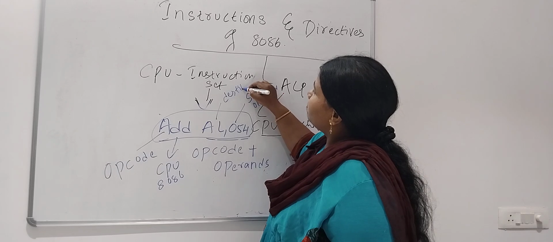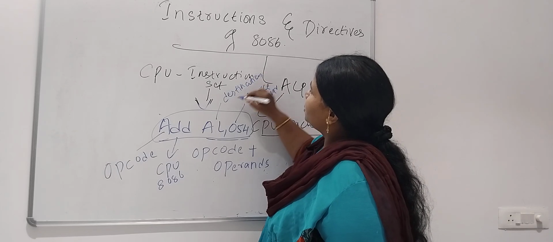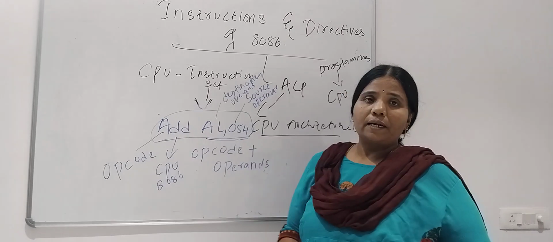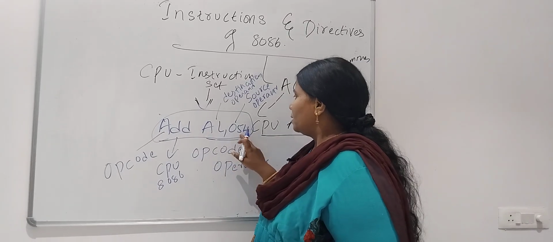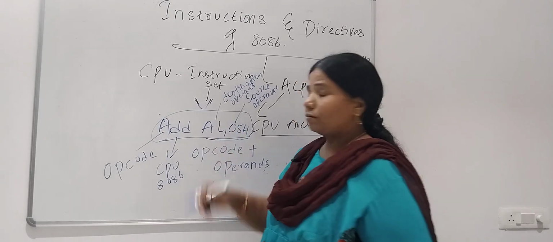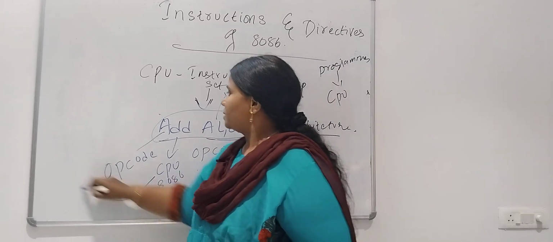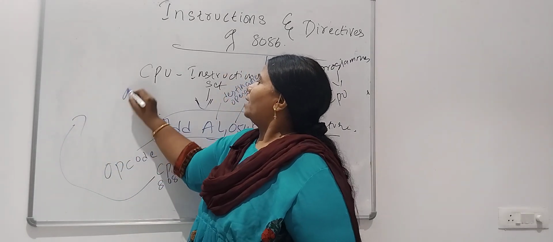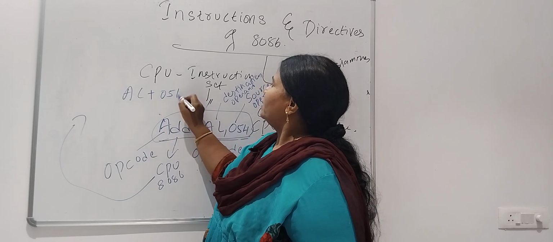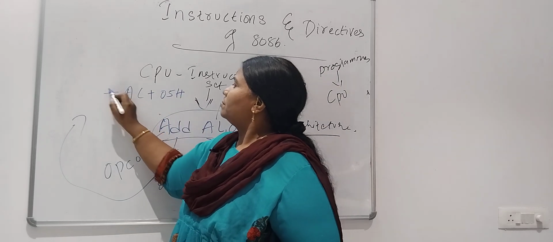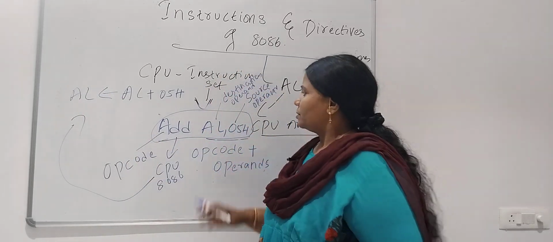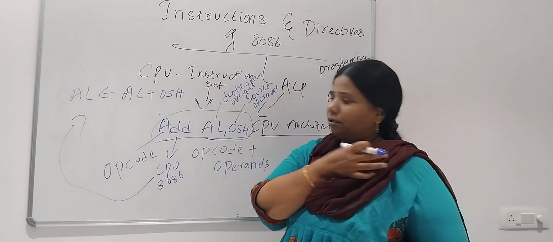One is the source operand, and another one is the destination operand. Here, whatever source operand the user has given should be added with the destination operand. So when you say add this, what will your 8086 CPU do? It will add the content of AL plus the data given by the user, and the result it is going to place in the AL. So that is what the instruction will do.